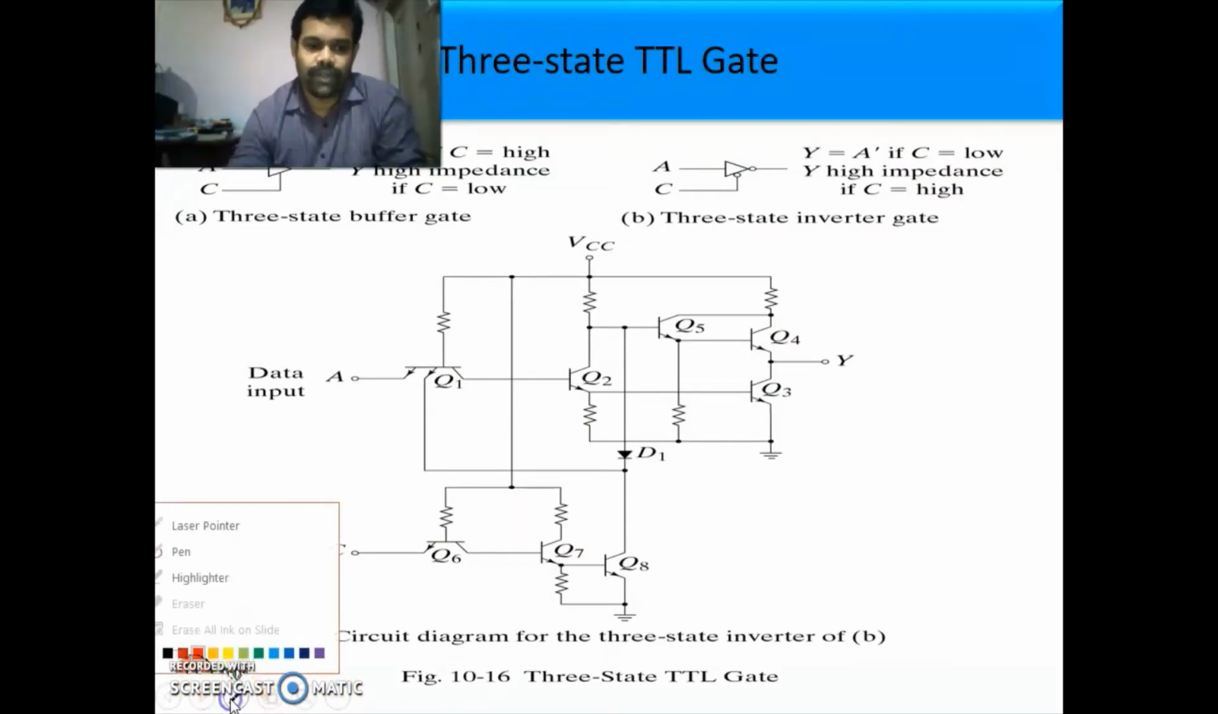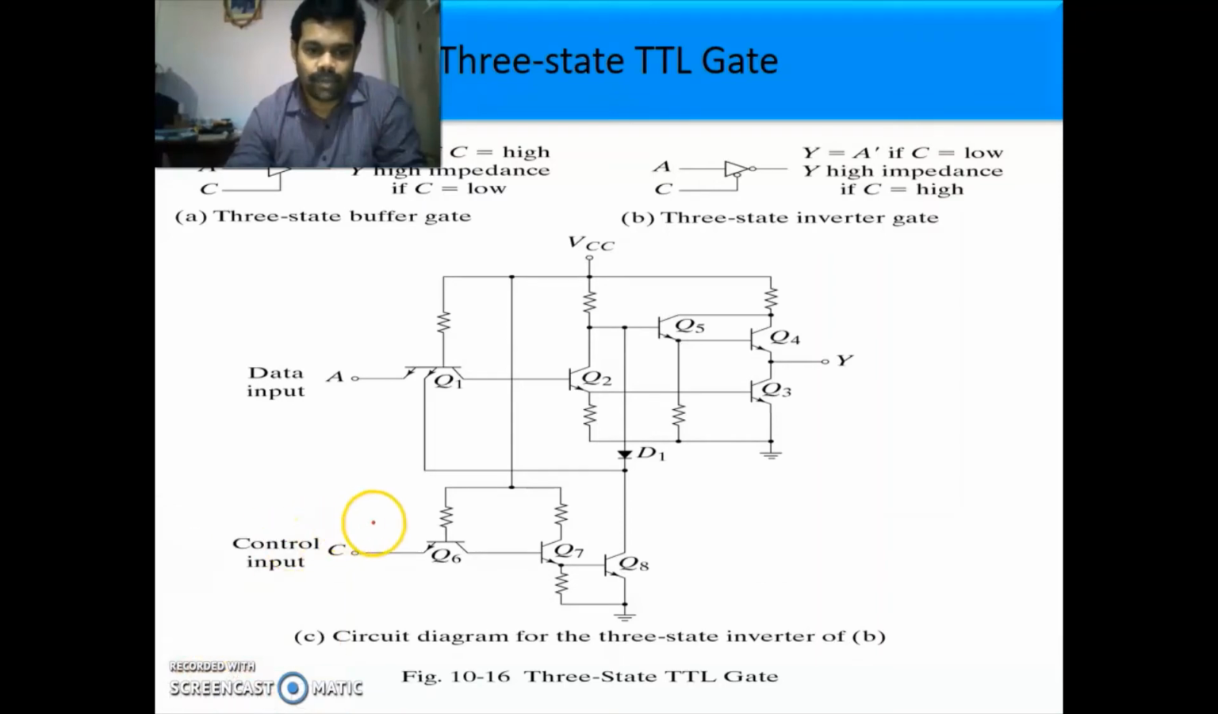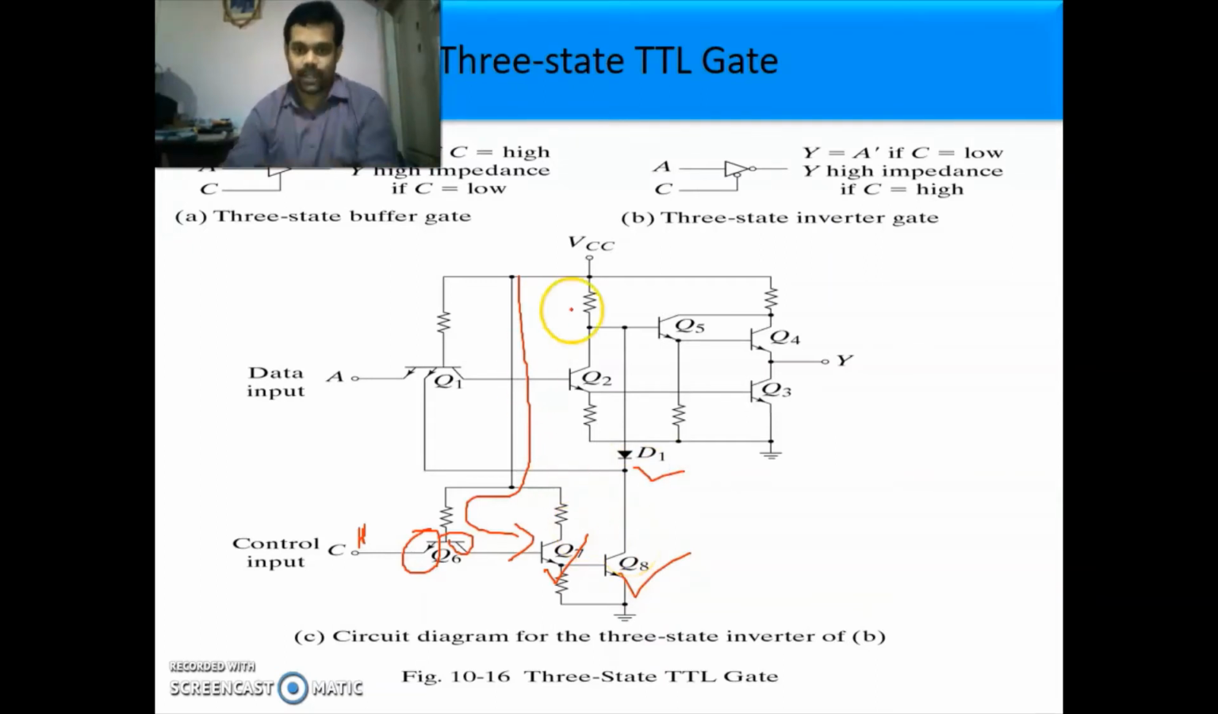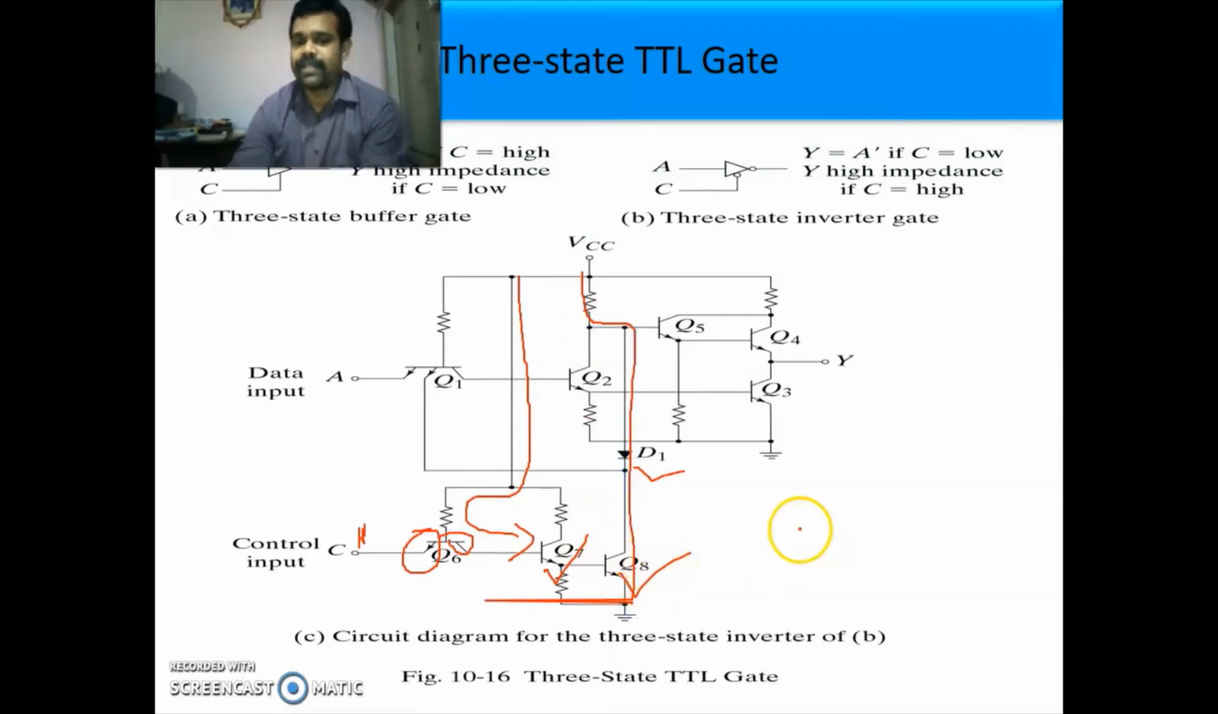So now we are going to consider C as 1, C as high. So C is high, this emitter base junction will be reverse biased and collector base junction will be forward biased. So current flows in this direction, and it will make Q7 on and Q8 on. If Q8 is on, D1 will be on. So this Q8 will be drawing more current in this direction. Since Q8 is conducting, more current will be flowing in this direction.